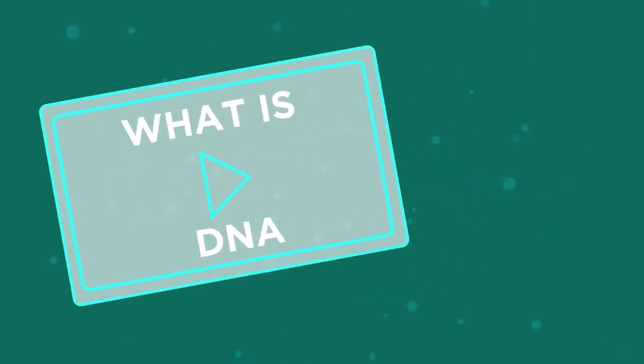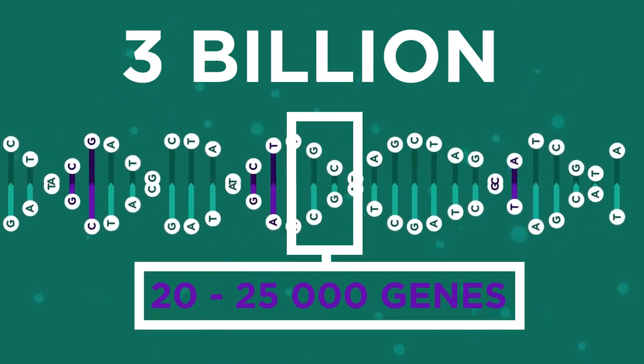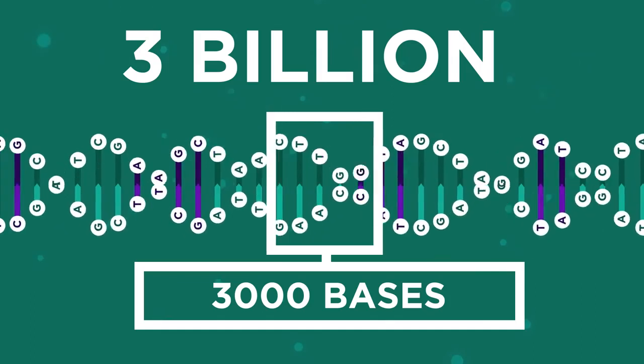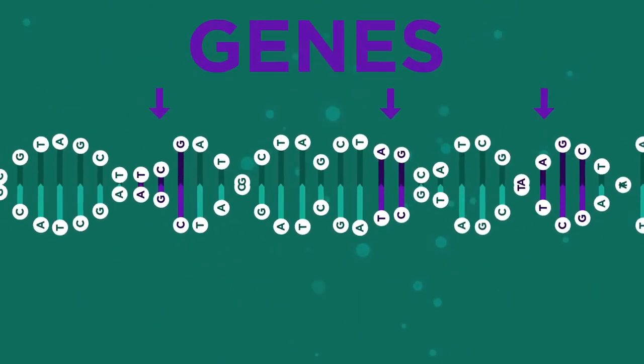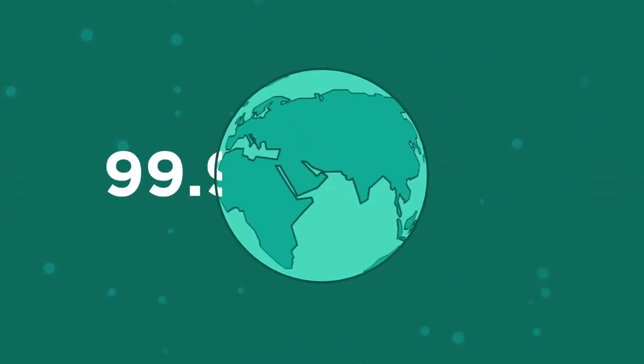The human genome is 3 billion bases long, but only consists of about 20 to 25,000 genes, as an average sized gene is only about 3,000 bases long. This means that large parts of our DNA doesn't code for genes.